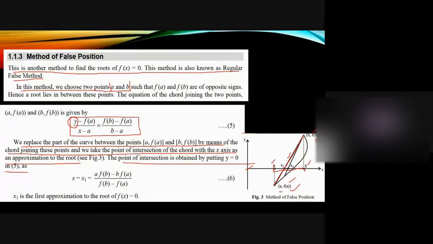That's why x1 is equal to (a f(b) minus b f(a)) by (f(b) minus f(a)). This will give you the solution. So x1 is the first approximation for the root.